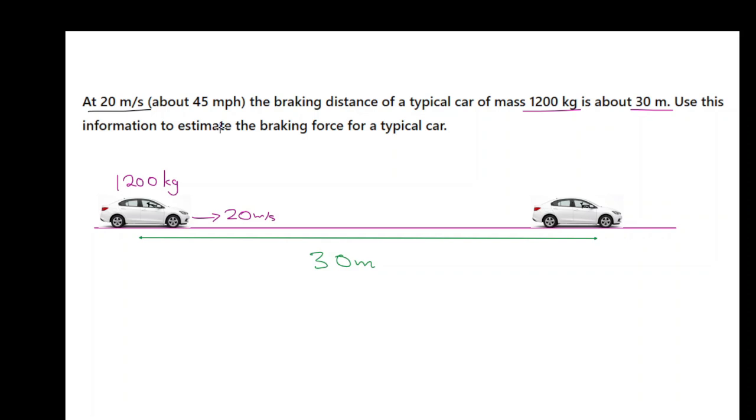Use this information to estimate the braking force for this typical car. Now, the braking force is acting against the motion. Let's say the braking force here is capital F. Now, we need to think about the energy transfer. The car keeps on moving because it has kinetic energy. So, when all of the kinetic energy of the car is lost as a result of work done by brakes, the car will stop. That's the idea.